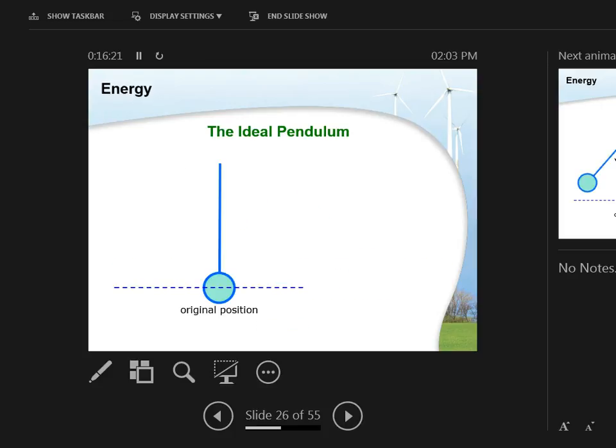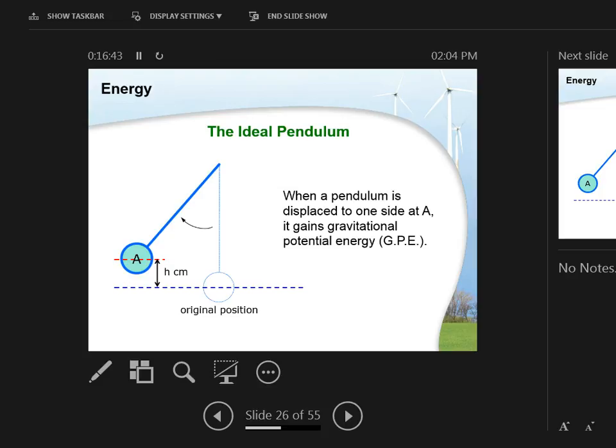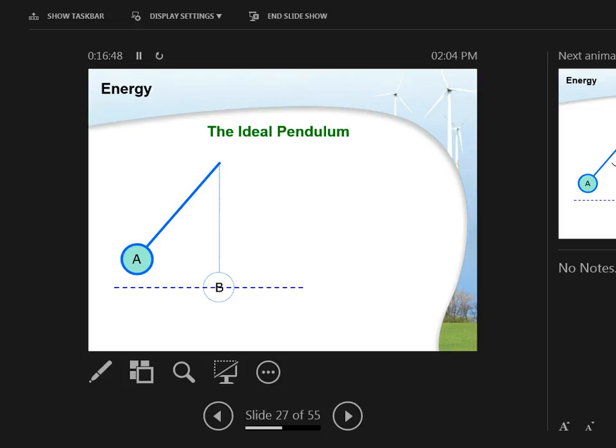Okay? Now, the ideal pendulum. We say it's ideal because we are assuming no losses due to friction or air resistance. When I shift it to the side from the original position, so now it's at point A, and the height is h centimeters above the original position. It gains gravitational potential energy because you raise it up, and that will be mgh. Okay? So now, when I release it, it goes down to B, and then I pause over here. Of course, we expect it to continue, but I pause here. Let's discuss what happens over here.